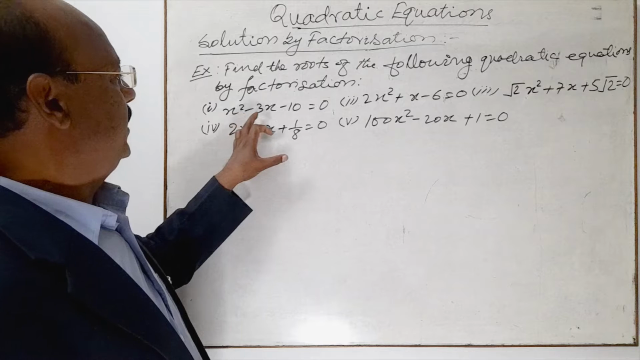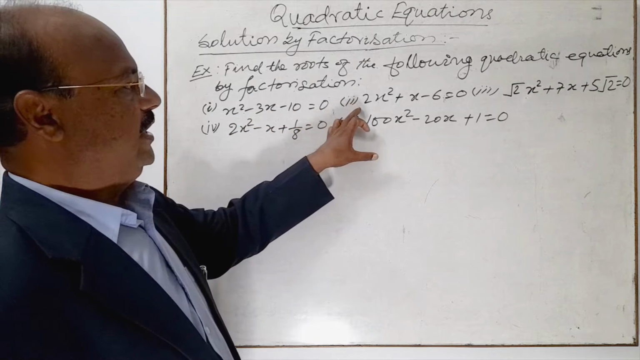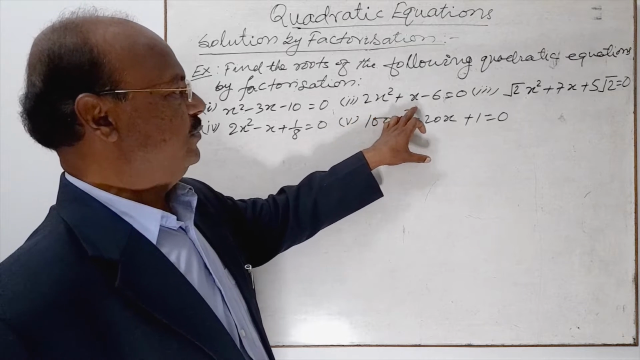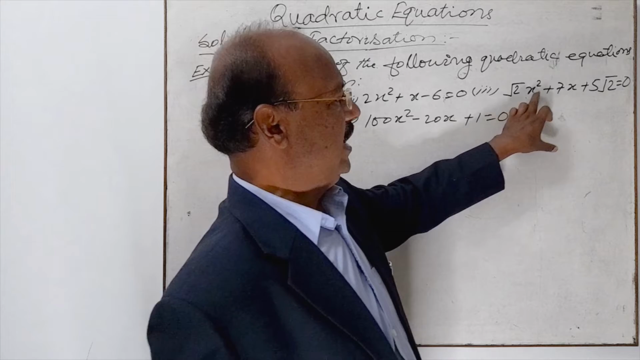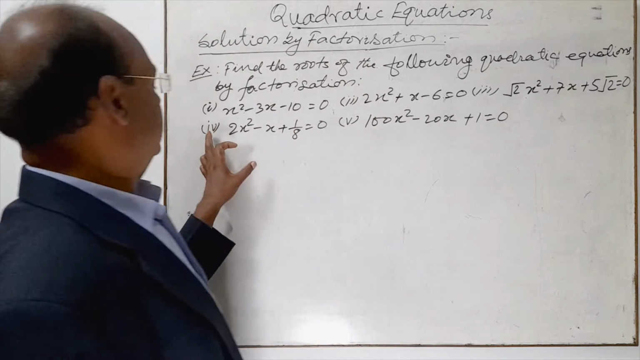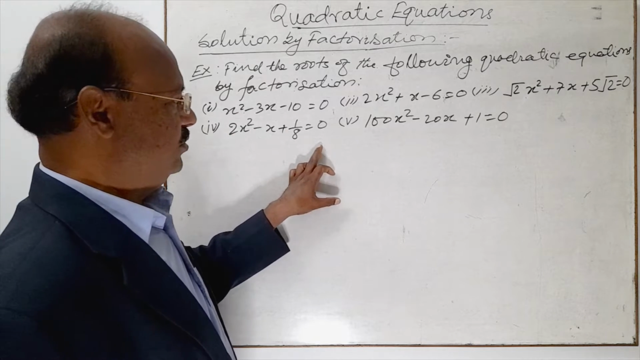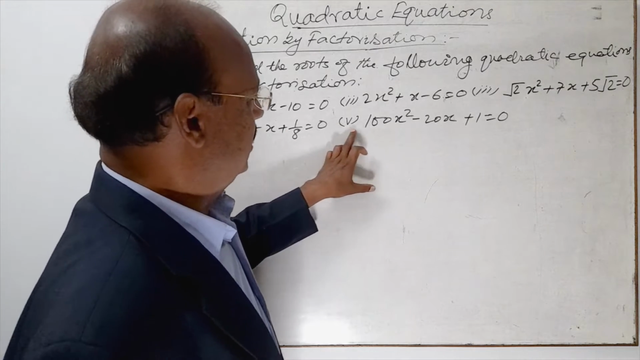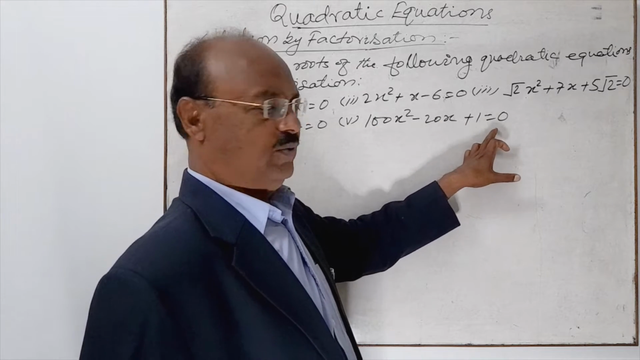First is x square minus 3x minus 10 is equal to 0. Second is 2x square plus x minus 6 is equal to 0. Third is root 2 x square plus 7x plus 5 root 2 is equal to 0. Fourth is 2x square minus x plus 1 by 8 is equal to 0. And fifth is 100x square minus 2x plus 1 is equal to 0.